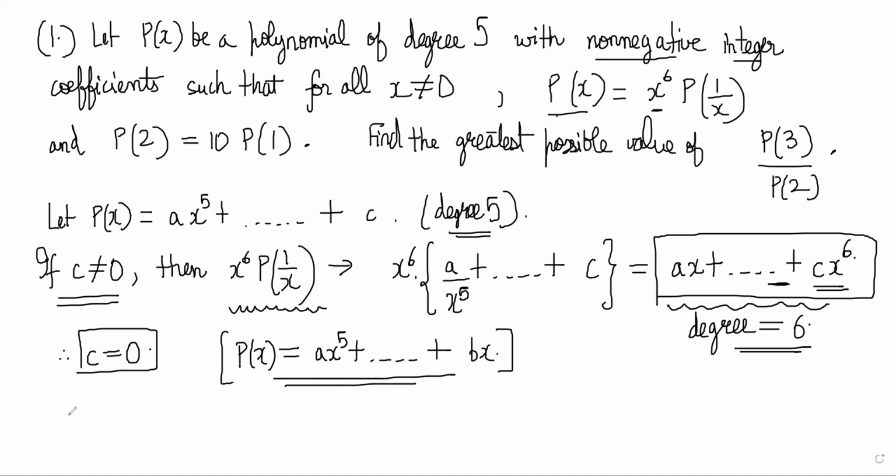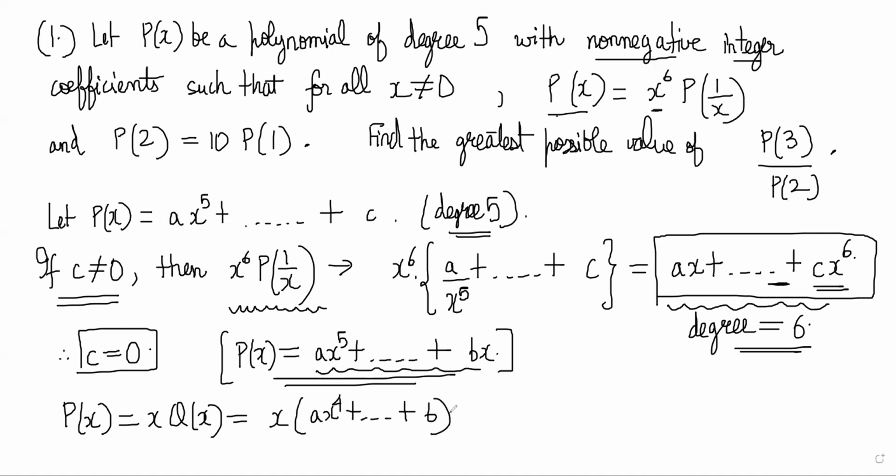So basically now what we can do is p of x can be written as x times q of x, right? Because we can take x common here, and when you take x common, you get q of x, which is a x power 4 plus some terms plus b. Notice that q of x has degree 4.